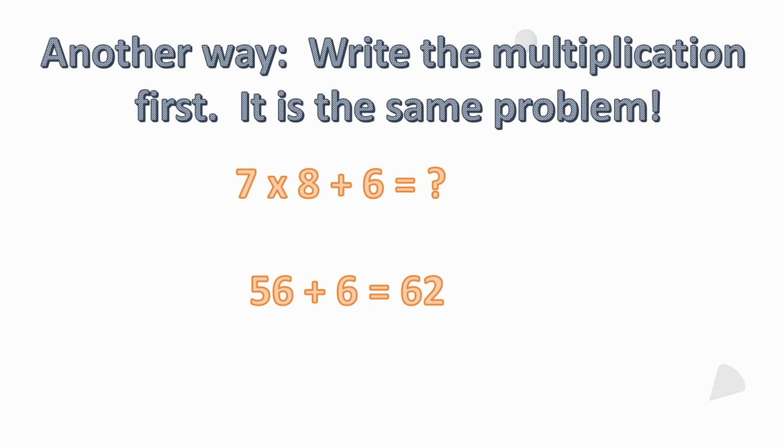There is another way to solve the problem. You can just move the multiplication to the beginning. You're still solving it first. It doesn't change the outcome at all, moving it that way. So in this case, we could have written it 7 times 8 plus 6 equals what? Well, you do the 7 times 8, you do the multiplication again, you'll get 56. 56 plus 6 is 62. So the correct answer to the puzzle is 62.